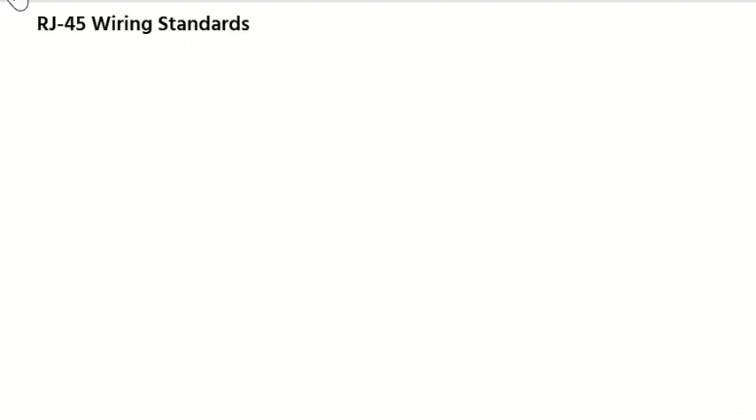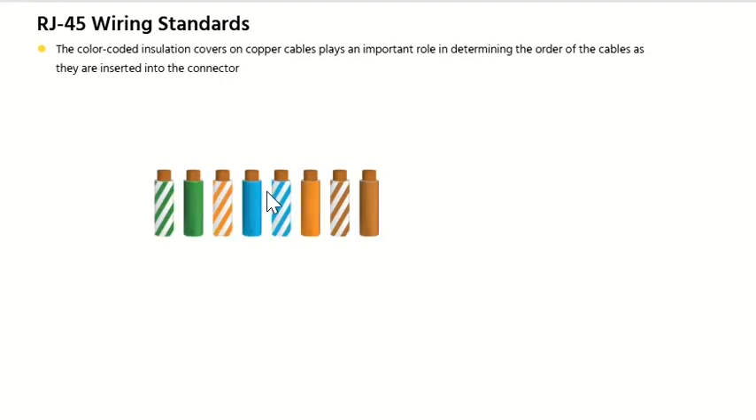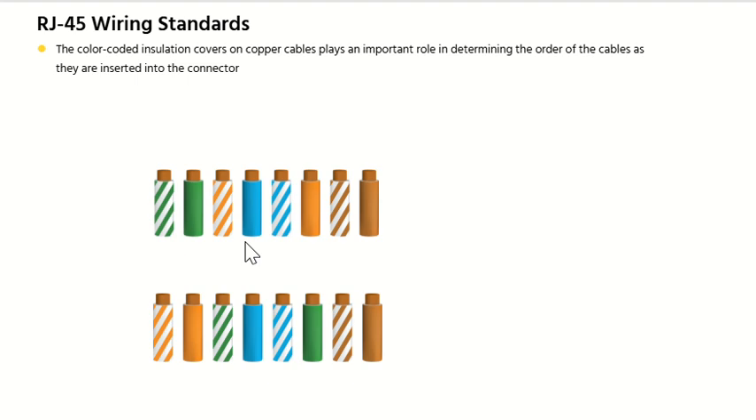The color-coded insulation covers on copper cables play an important role in determining the order of the cables as they are inserted into the connector. This order of the cable arrangement is known as a pinout. The pinout is governed by 2 RJ45 wiring standards, T568A and T568B. Both standards define the T568A and T568B pinouts for using unshielded twisted pair cable and RJ45 connectors for Ethernet connectivity.